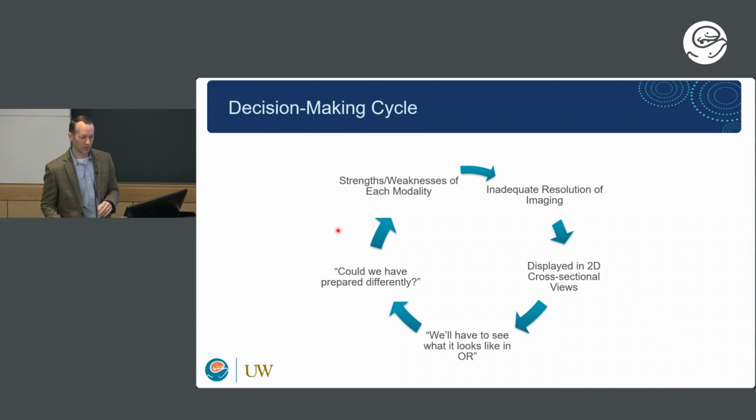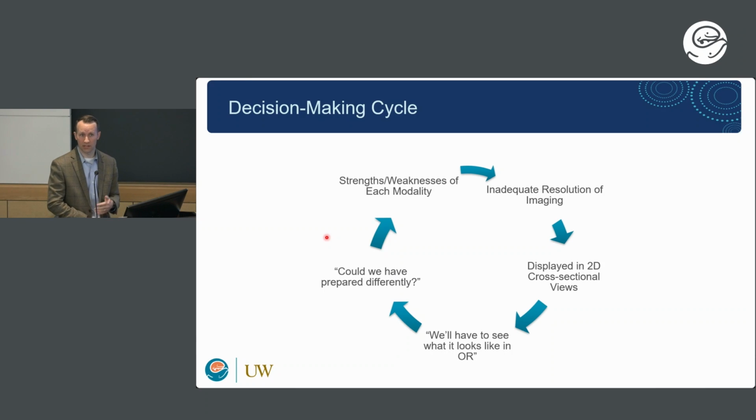And so I think we usually have this decision-making cycle where there are strengths and weaknesses of each of these modalities. The resolution of the imaging can be variable. We display it in these 2D views where we're cutting through the heart in multiple views. And I think some of this is just that the resolution of our imaging doesn't get to what the surgeons need, but we'll have to make the final decision of what we're going to do when we see things in the OR.